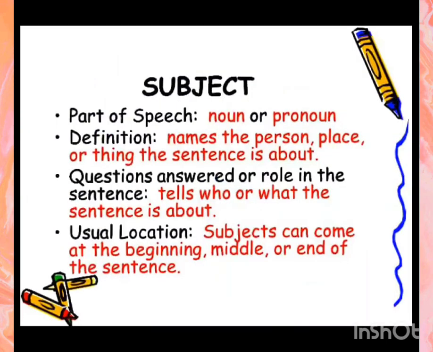Now, what do we understand by the subject of a sentence? Dear students, subject is a part of speech only. It could be a noun or a pronoun, and it usually comes in the beginning of the sentence. Definition of a subject: it names the person or place or thing the sentence is talking about. Questions answered or role in the sentence: it tells who or what the sentence is about. Its usual location: subjects can come at the beginning, middle, or even at the end of the sentence, but usually they come in the beginning.